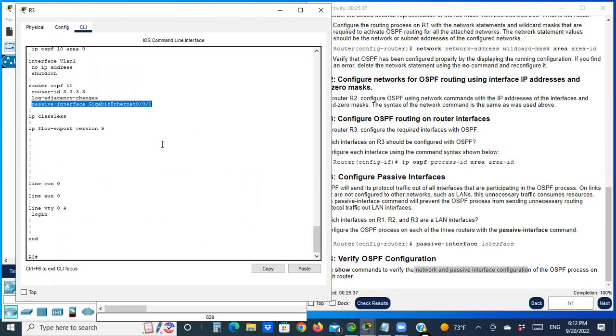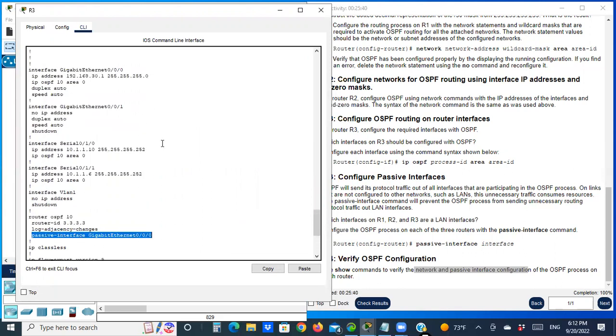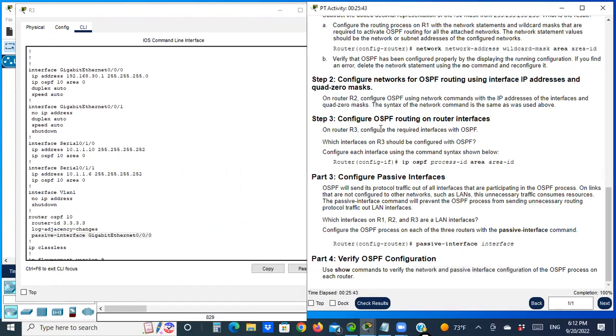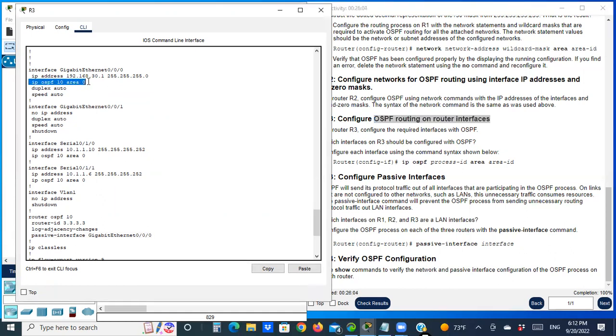Good. And about the networks: do you remember we configured OSPF for routing on the router interfaces on R3? That's why we have to look at the interfaces. The G0/0/0 here has ip ospf 10 area, so the network is here. Good. And another one, S0/1/0, is another network. Good. The third one is here. Perfect. So we're done.